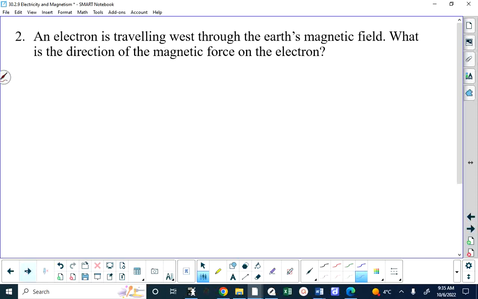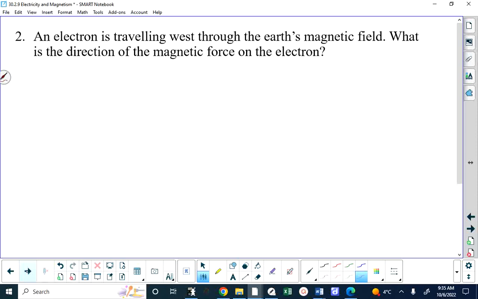An electron is traveling west through the Earth's magnetic field. Well, the Earth's magnetic field is north. And for some reason, I automatically want to use real directions here. North is towards the back of the room. It's traveling west. West is actually that way. That's where Pigeon Lake is. And if you want to go to the sunshine province of BC, you go that way.